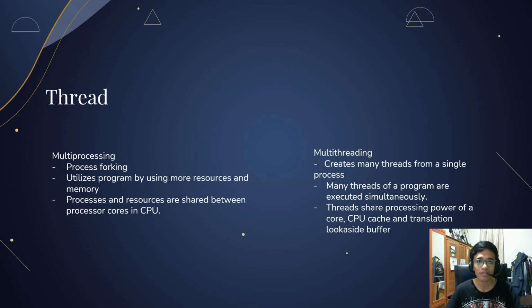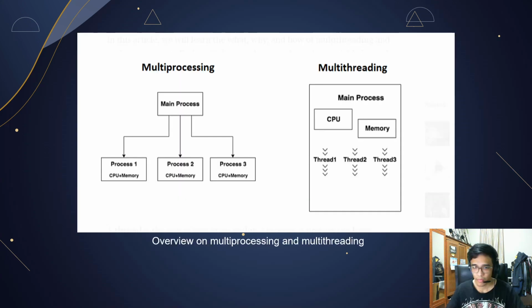Meanwhile, in multiprocessing, the processes are all shared between all the processors. So we can see in the picture that in multiprocessing, you have a main process, and then it is divided between 3 processes, and it all uses the same amount of CPU power and memory. Meanwhile, in multithreading, you have the CPU and the memory, and then the CPU decides how much power each thread is going to use. So that's the main difference between Unix and Windows in terms of threading.